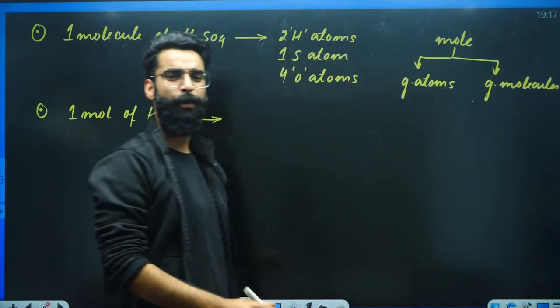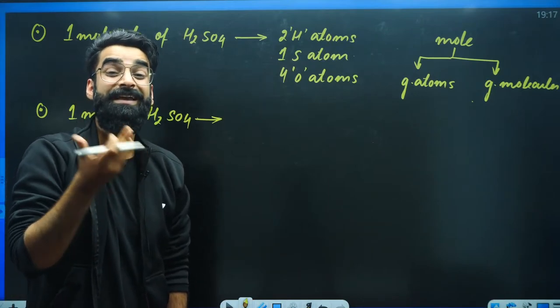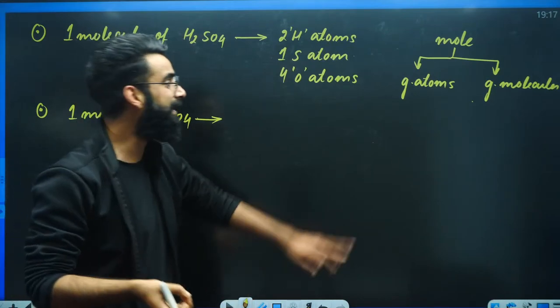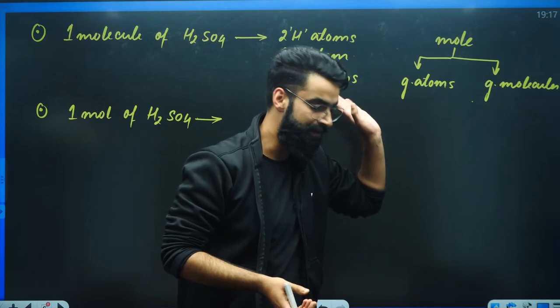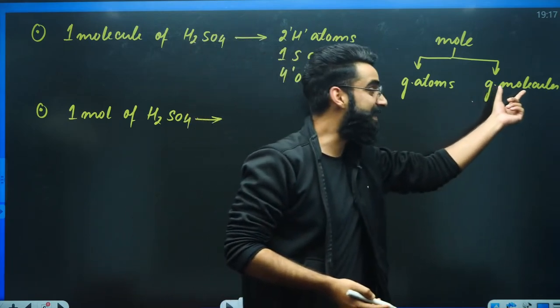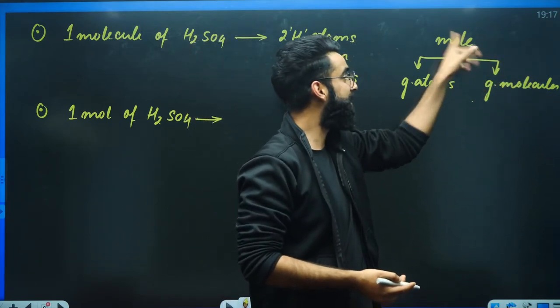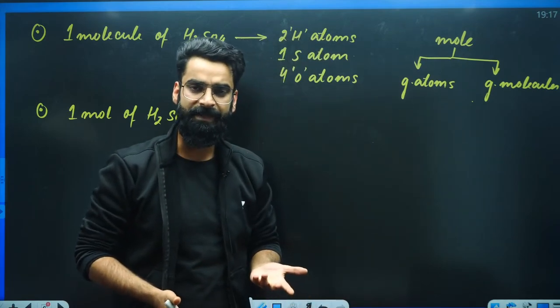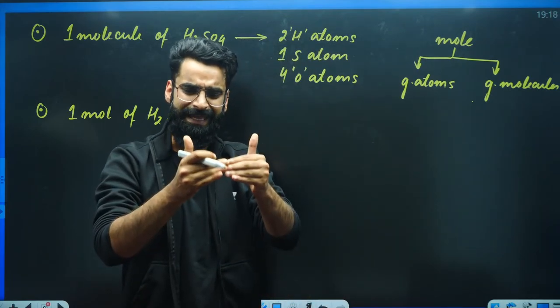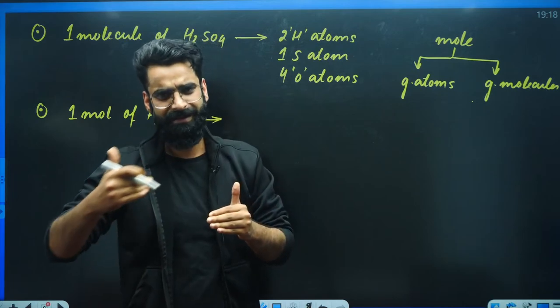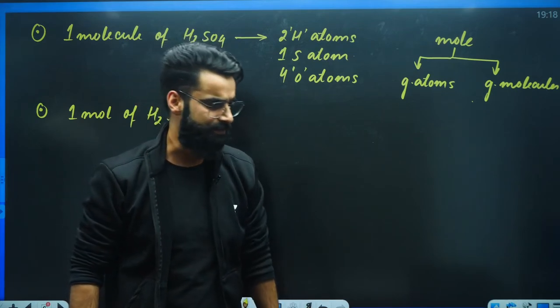Right? Sometimes in a question, they'll ask you calculate the gram atoms. That means indirectly they're asking you calculate the moles. They might ask you calculate the gram molecules. So indirectly they're asking you calculate the moles. Right? So instead of moles, you can write gram atoms, you can write gram molecules, depending on the situation.